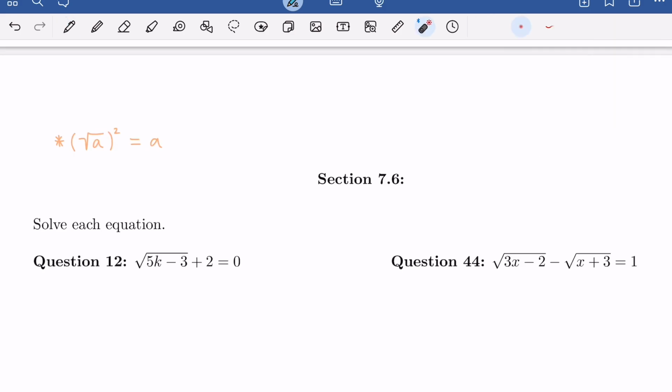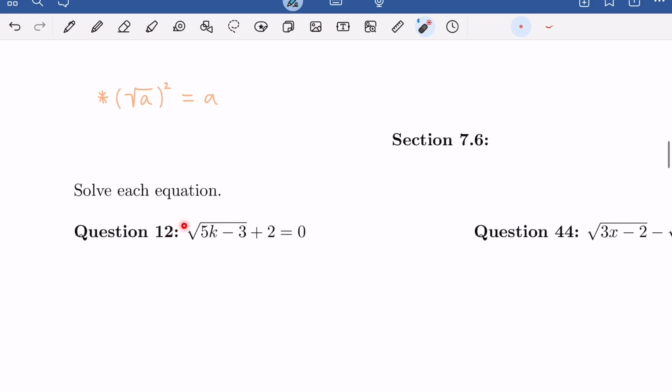All right, so in section 7.6, we're going to be solving equations with radicals, and we're going to do so using this property here. Now, this says that if we square a square root here, these guys essentially undo each other, and we're just left with whatever's under our square root. So let's look at this first example here.